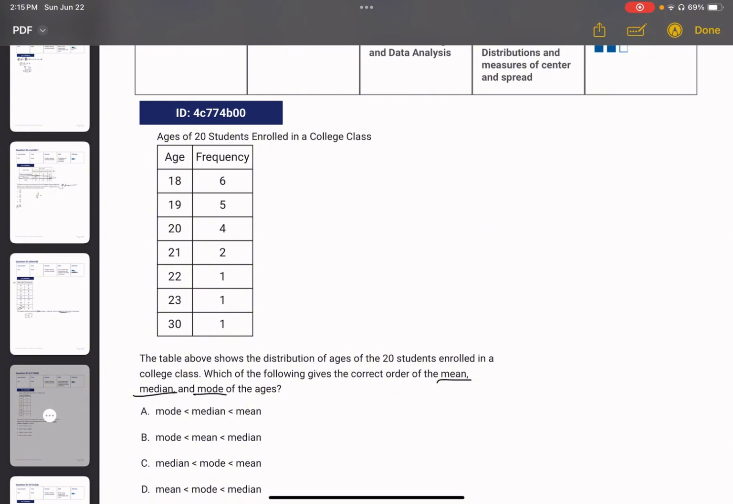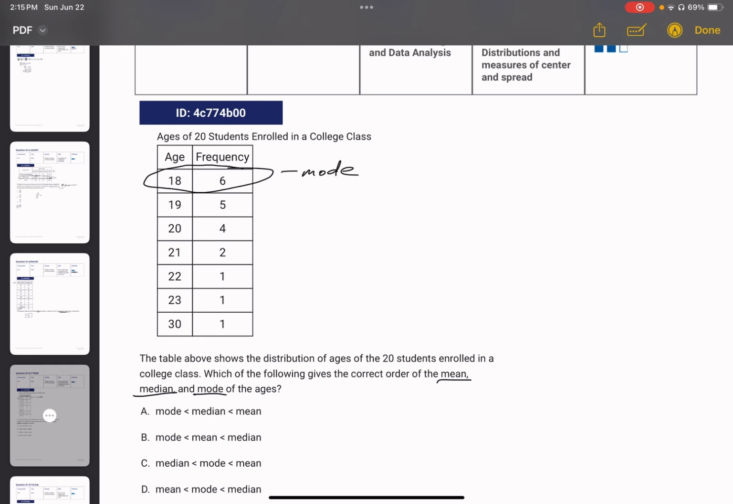Mode is simply the most frequently occurring data value. Here we have the frequency table. This is the quantity over here, and this is just the category of age. So whichever has the highest frequency is our mode. Since we have a frequency of 6 for age 18, this is going to be our mode for this data set. Now, we're going to handle median.